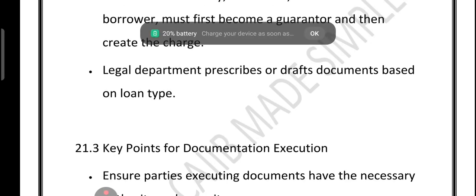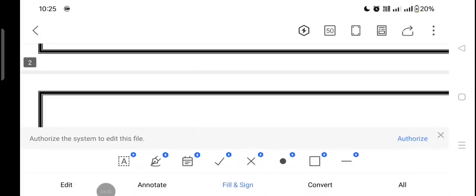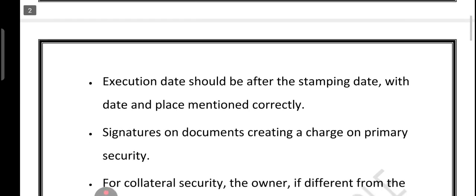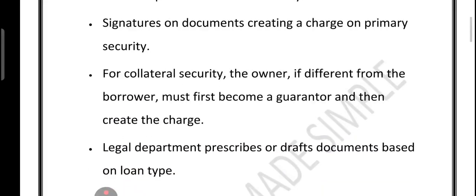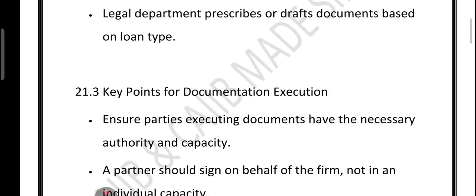This is the kind of insight that you need to have, for clearing the CAIIB with confidence. So now you can appreciate the importance of documentation, right? This question is most frequently asked: what should be done first, execution or stamping? So remember, execution is done after the stamping, with date and place clearly mentioned. These things you must know: primary asset, secondary collateral security, and what to keep in mind. Then we have key points for document execution, very important.